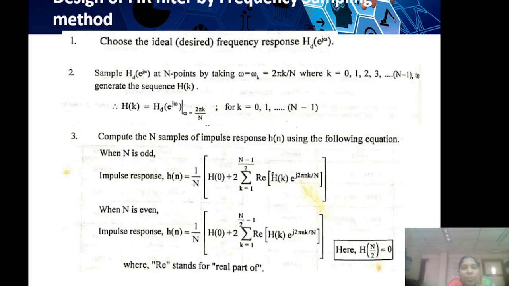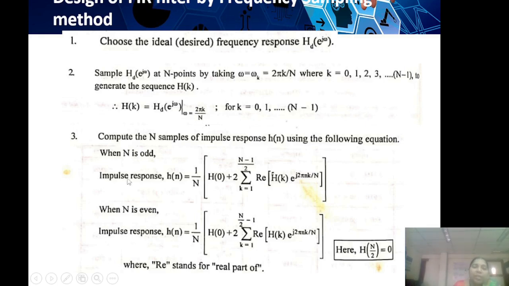Next step is you have to apply the sampling process. So sample the H_d of e power j omega at N points by substituting omega equal to omega k equal to 2 pi k by N. In that case, we will be obtaining H of k equal to H_d of e power j omega where omega equal to 2 pi k by N. In the place of omega, you have to substitute 2 pi k by N where k varies between 0 to N minus 1.